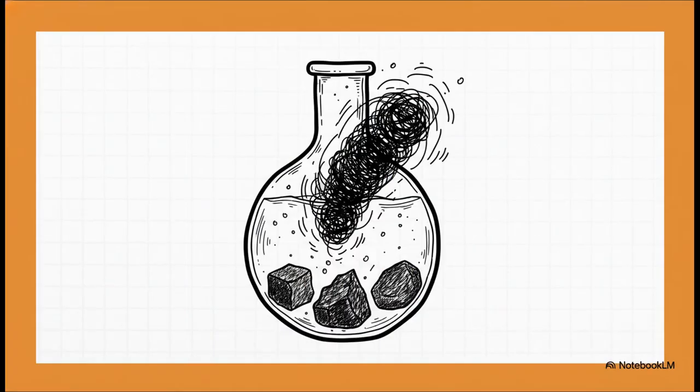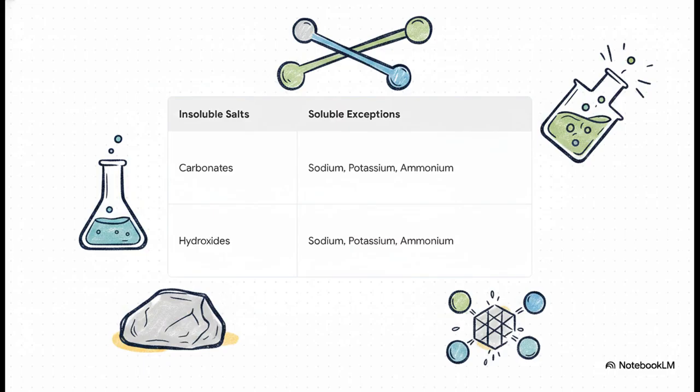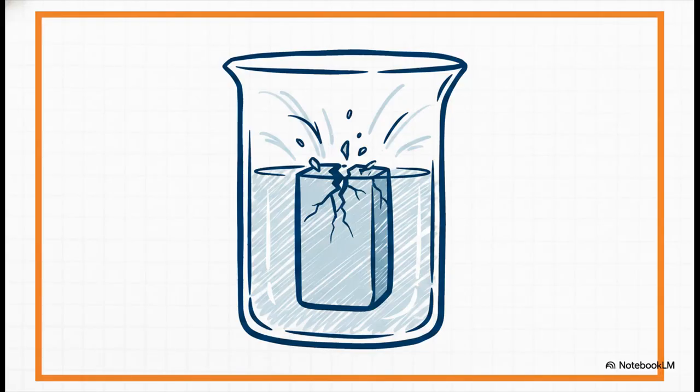Sulfates can dissolve pretty easily too, unless they're attached to heavy elements like barium, calcium, or lead. On the flip side, most carbonates and hydroxides are completely insoluble, ignoring those highly reactive alkali metals we just mentioned. Oh, and calcium hydroxide is a really cool chemical anomaly. It's actually only partially soluble in water.